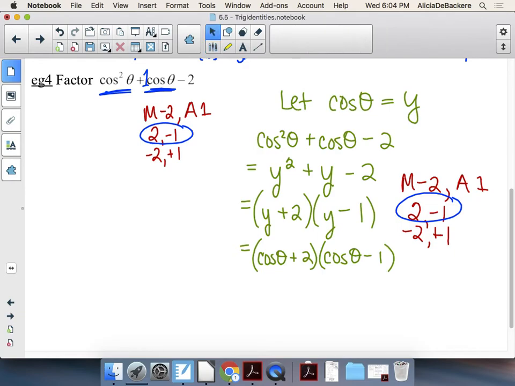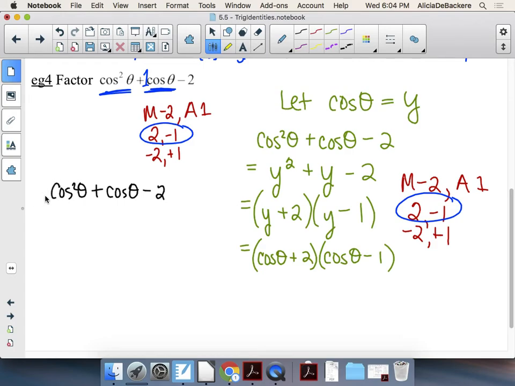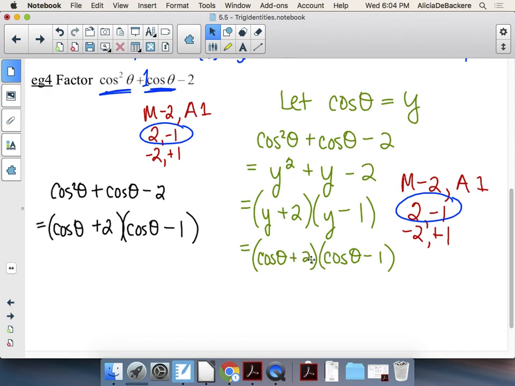And remember, just like last time, I'm just going to recopy it down here. Instead of doing decomposition, because there's no coefficient in front of the cos squared, or in front of the whatever squared, I can just open up 2 sets of brackets. At the front of each bracket, I'm going to use cos theta, because I want cos theta times cos theta to give me cos squared theta. At the back of each bracket, I just use the 2 numbers that I found, plus 2 and minus 1. And I did get the same answer that I got over here. Don't forget that the order of these brackets does not matter. You could have put the cos theta minus 1 first.